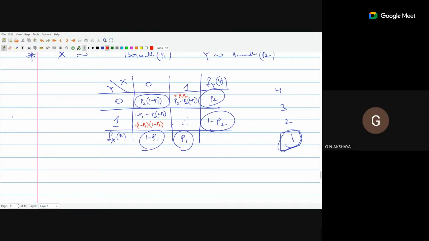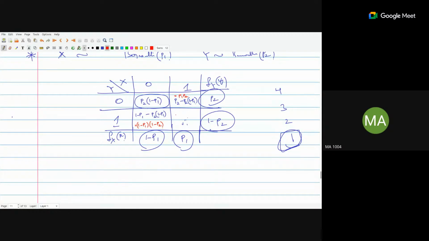Can you repeat the last one which you did? In order to get this entry, I have to subtract this from this. Right? So 1 minus P1 minus P2 times 1 minus P1. So if I take 1 minus P1 common, I'll get 1 minus P2. And the last case, you either subtract P1 minus P1 P2, or you subtract 1 minus P2 from this.